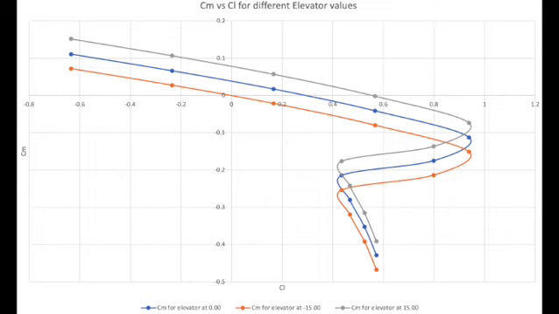Plotting CM versus CL for different elevator values shows that the best angle for trim is minus 15 degrees, due to there being no moment about the CG, therefore allowing the aircraft to be trimmed.